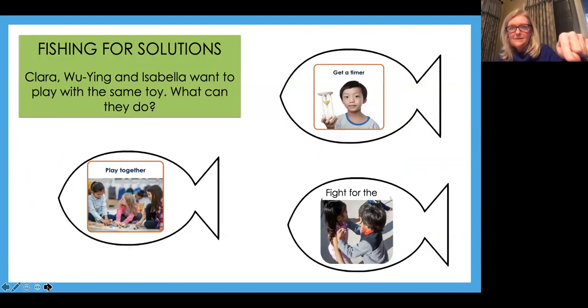Fishing for solutions. Where are we? Oh, 24. Okay, we're running out of time here. So this was one little boy in a classroom that I had, and he lived with his granddad, and his granddad loved to go fishing. So that's all this little boy talked about. And he was another one who really needed to practice calming down and solutions.